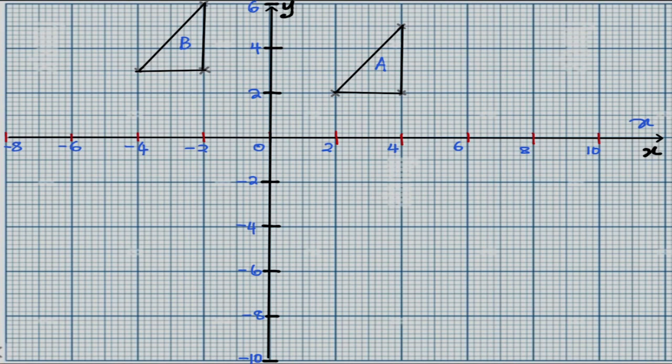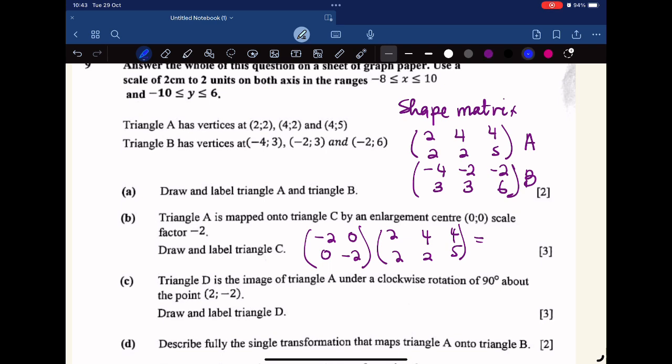Then the next step, we are attempting part B. On part B, the question says triangle A is mapped onto triangle C by an enlargement center 0, 0, scale factor -2. So there were two methods here. You either use a matrices method or you use a geometrical transformation method. So for matrices, you just multiply, just multiply like this, then you get your vertices, if you know how to multiply a 2 by 2 matrix against a 2 by 3 matrix.